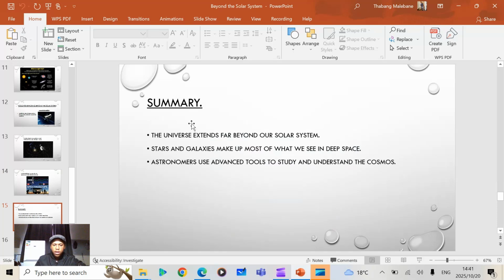Summary. Here we have the summary. The universe extends far beyond our solar system. Stars and galaxies make up most of what we see in deep space. Astronomers use advanced tools to study and understand the cosmos.